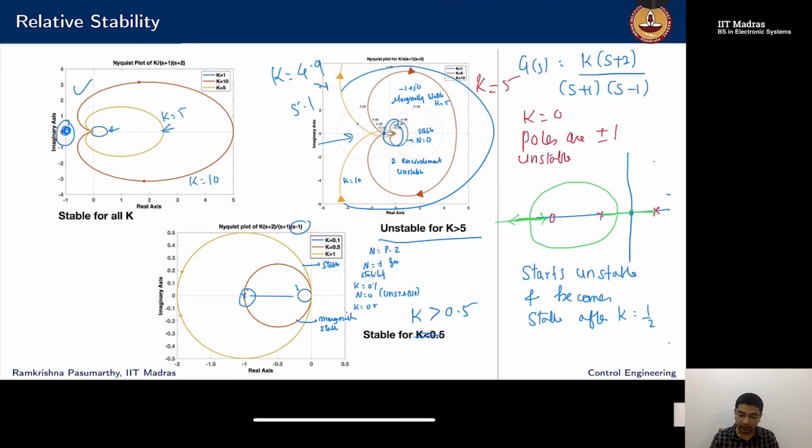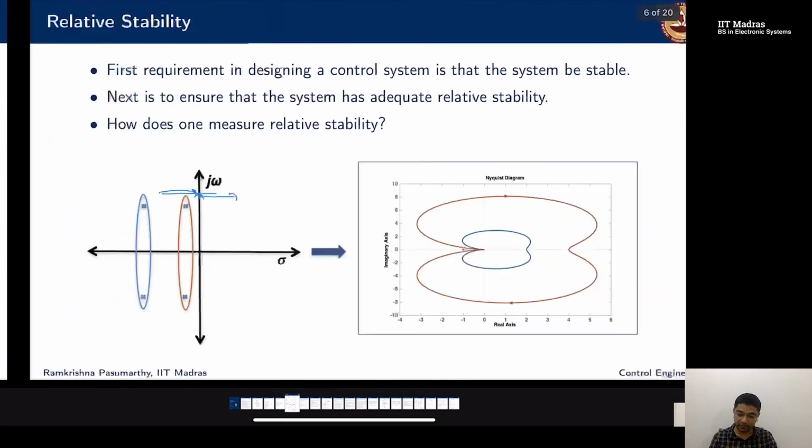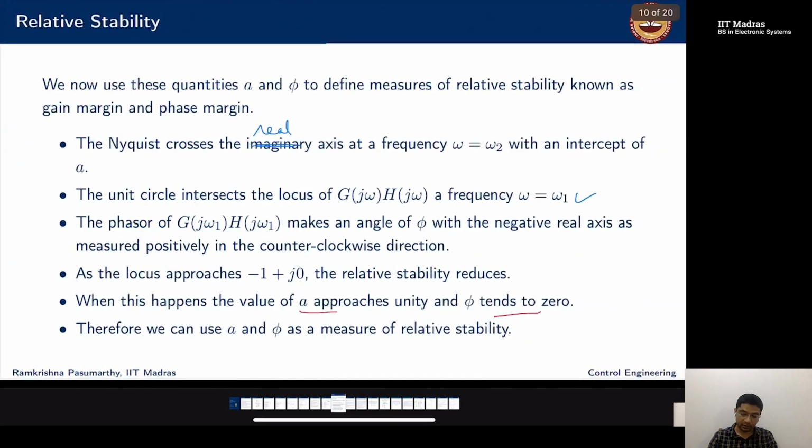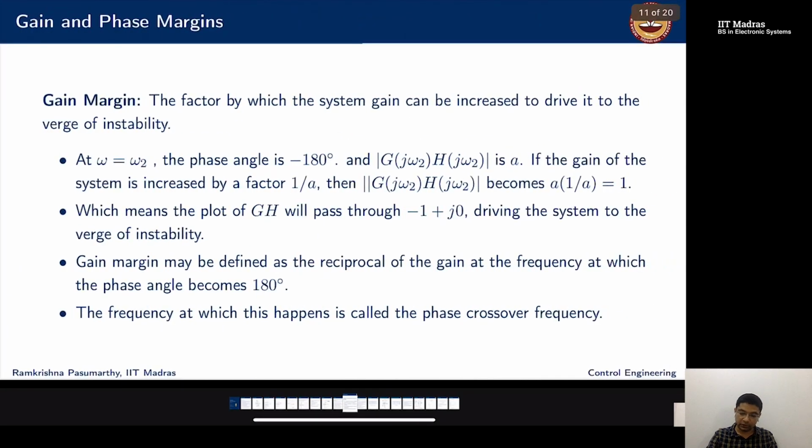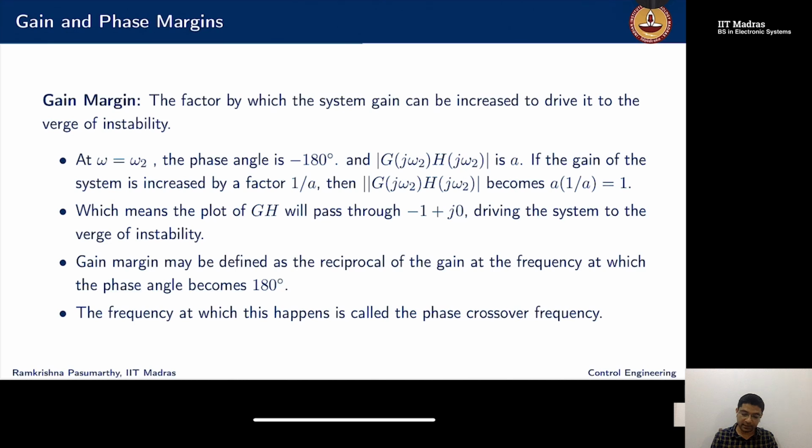Okay, I start with a gain of 1. I increase it by a factor of 5, and I become unstable after that. At omega equal to omega 2, the phase angle is minus 180 and the magnitude is A. If the gain is increased by a factor of A, then the overall gain now becomes 1, which means the plot will now pass through minus 1 plus j 0, driving the system to the verge of instability. Any further increase in gain will make the system unstable.